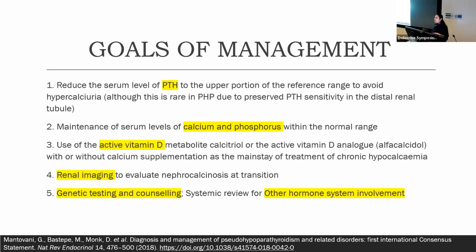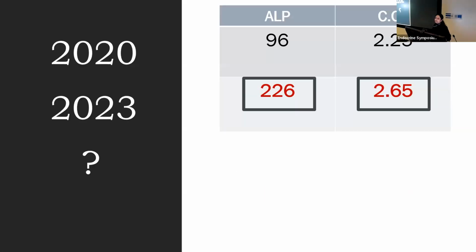The important things here, though, are genetic testing and genetic counseling to see whether other family members are affected and whether there is involvement of other hormone systems, because some of these patients can have resistance to TSH and growth hormone as well. Problem with this guideline is it nowhere mentions the surgical management for this condition, and therefore endocrine surgeons don't know much about what to do when the patient has the problems that they come with next.